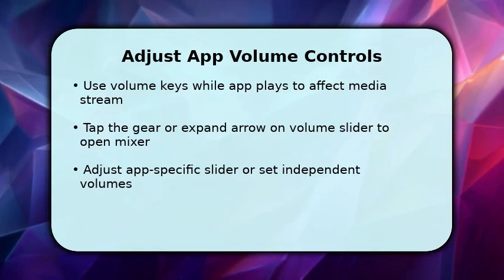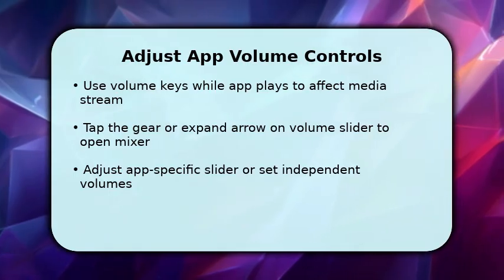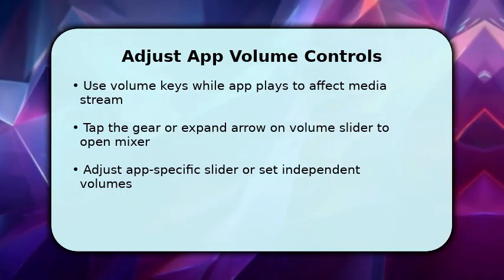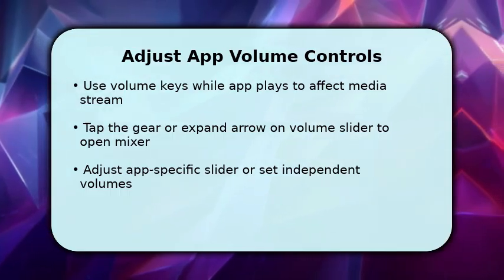With audio playing, press the device volume buttons. This targets the media stream now linked to your app. Then tap the gear icon or expand arrow on the on-screen volume slider to open the volume mixer.